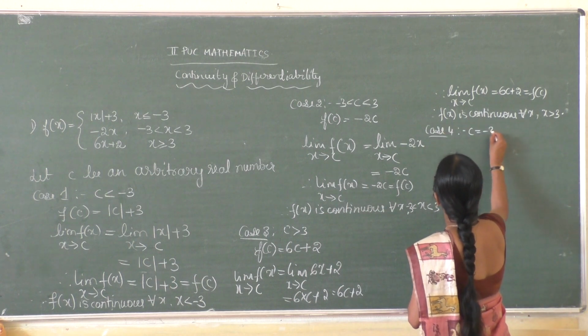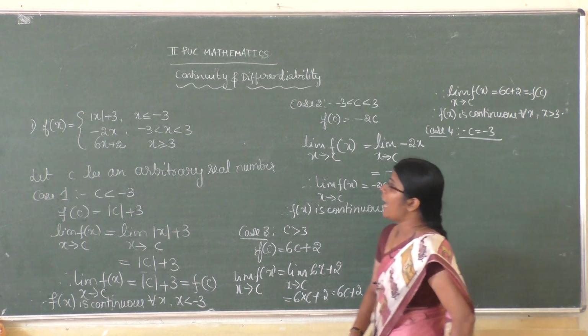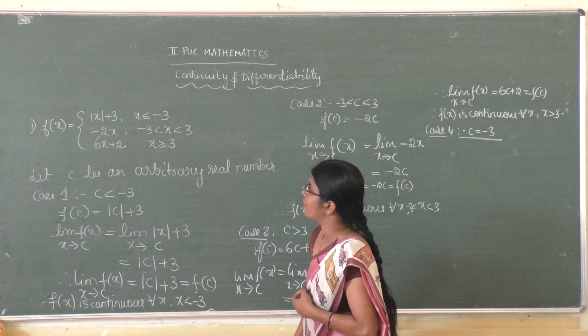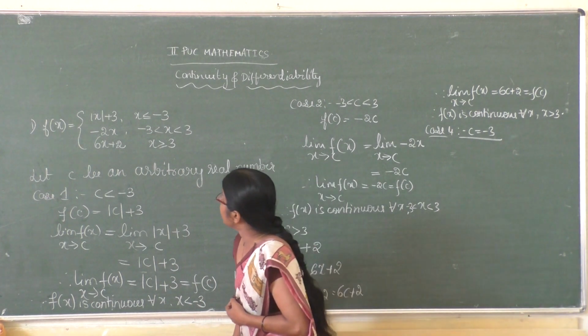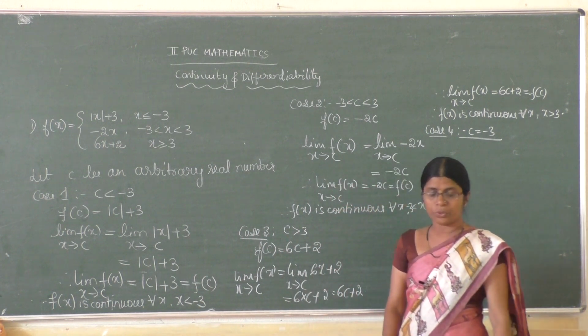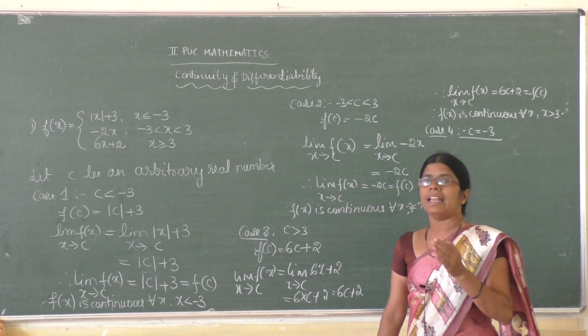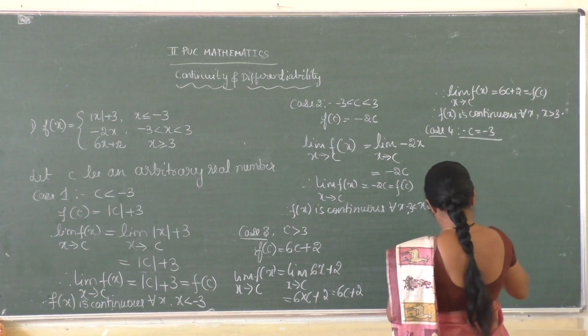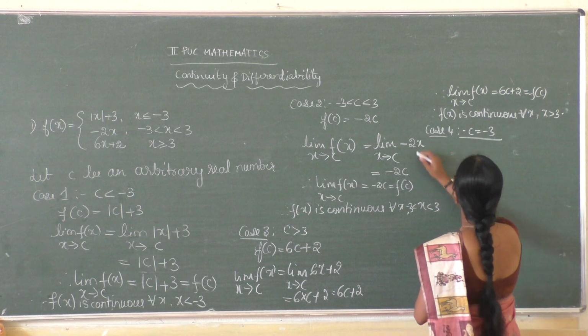C equal to minus 3. Okay, so we have here, less than minus 3 we have one definition and greater than minus 3 we have another definition. So what we have to do, we have to consider left hand limit and right hand limit.